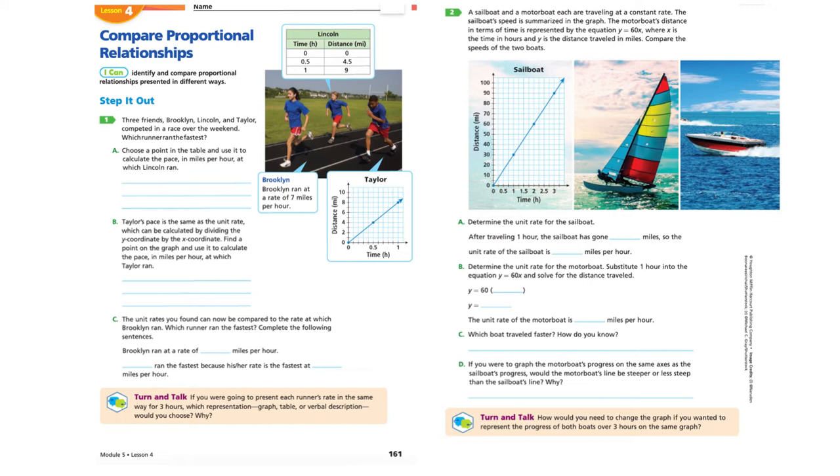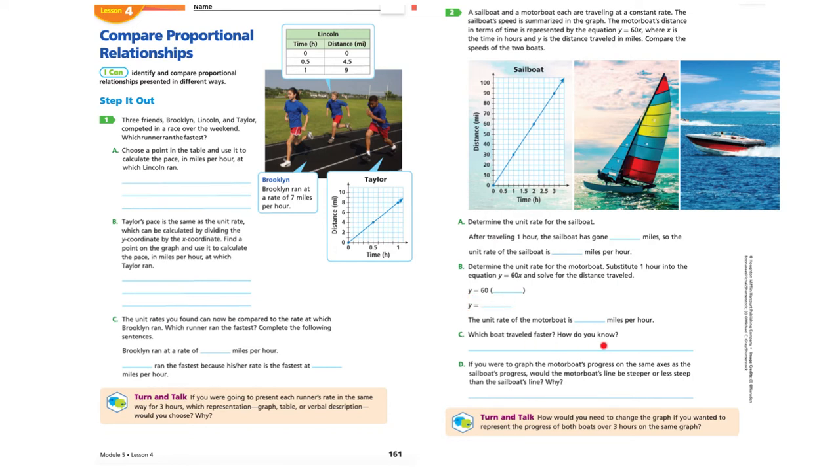And then they say B, determine the unit rate for the motorboat. So here's the equation. You can figure out the unit rate in the best way possible. Substitute 1 hour for x in the equation y equals 60x. Oh, they're going to help you. So y equals 60 times 1. So when x equals 1, what does y equal? The unit rate of the motorboat is your answer from here.